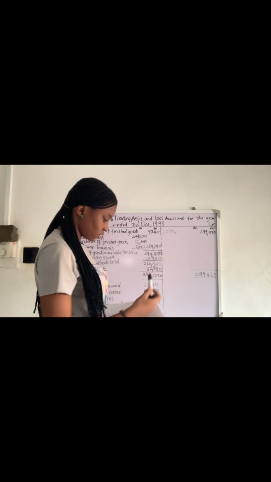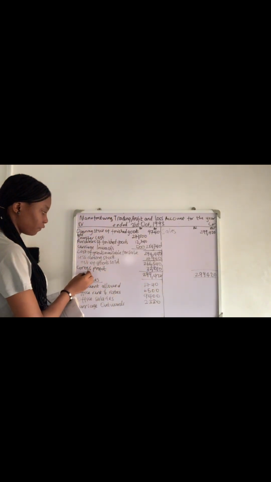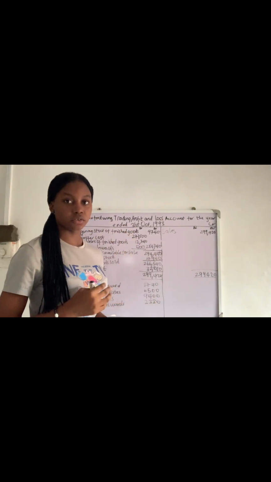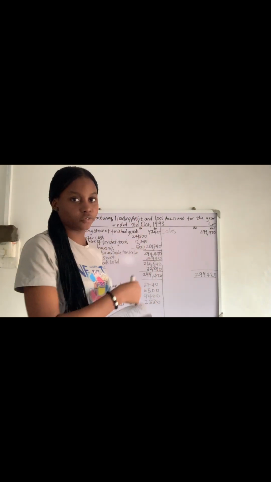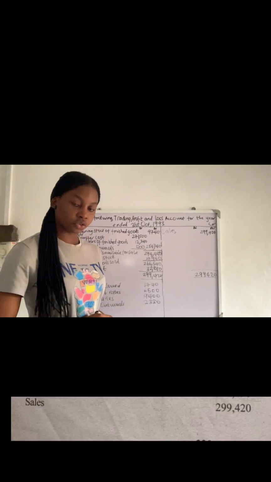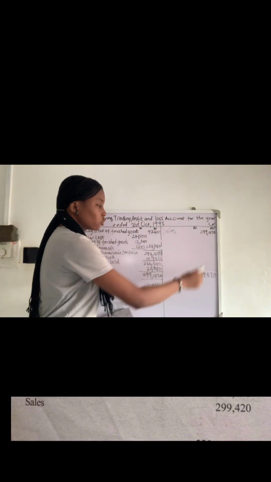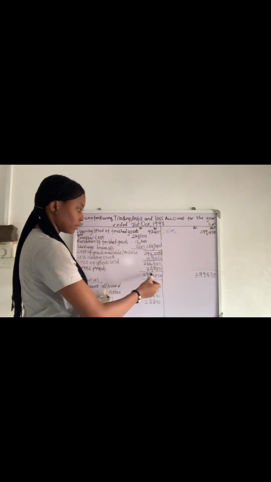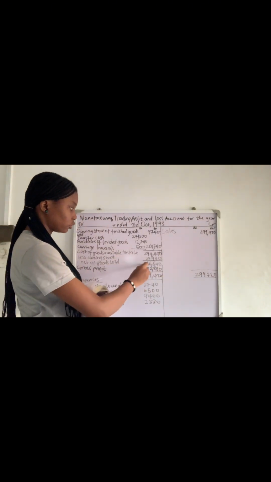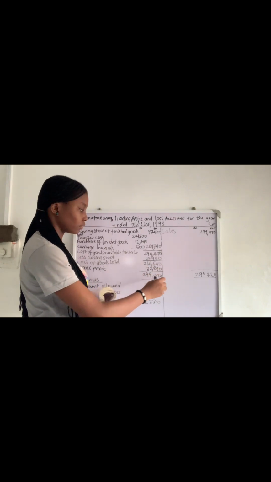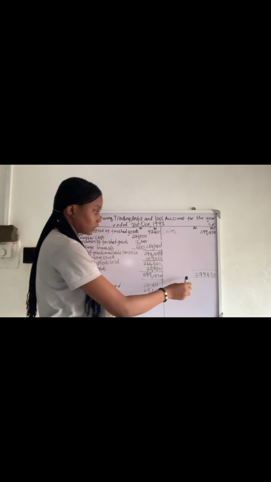Then your sales. You cannot get your gross profit without getting your sales. So your sales, this is just a solve. I've solved it already, so I'm just explaining. You can't actually be solving it, it takes a lot of time. So your sales in the question is 299,420. Remember that to get our gross profit is sales minus cost of goods sold. So your 299,420 minus your cost of goods sold, which is 266,540, will give you 32,880. So when you add it, you balance that.